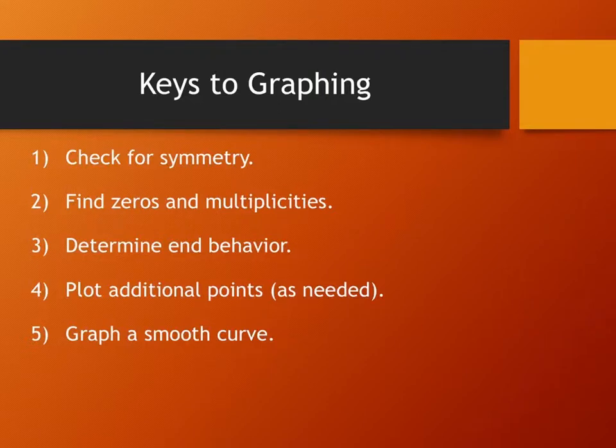And the last 2 points are really more for your reference. Sometimes the first 3 are enough, and you can get a pretty good graph from that. But sometimes they're not. Sometimes you need to plot some additional points to see what's happening. And then the last one is that you should be aware that polynomials are always smooth. There are no sharp turns like absolute value graphs would have. When you are connecting points, they shouldn't be connected in a connect-the-dots kind of way from Chili's kids menu. They should be connected in a smooth curve.